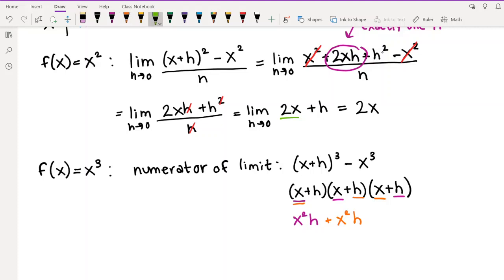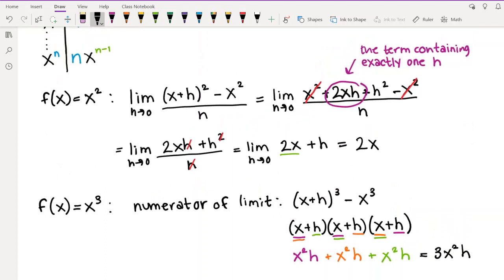Another way we could do it is, let's see, we've already done this h and that h, so we could do h times x times x. So altogether that would be another x squared times h. And so altogether that would give us 3x squared times h. That would be the part that would survive in the numerator.